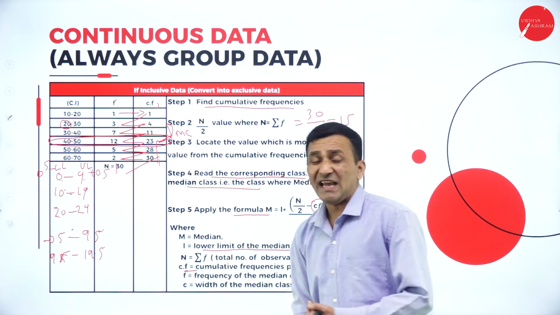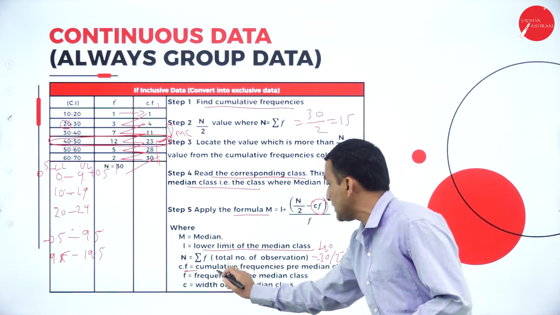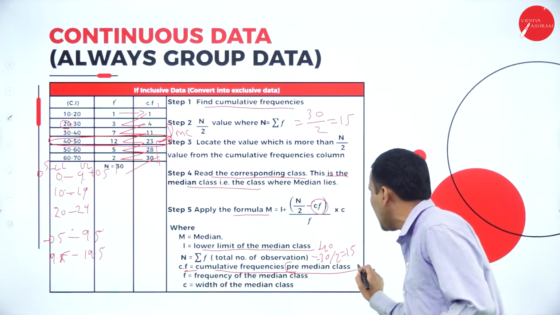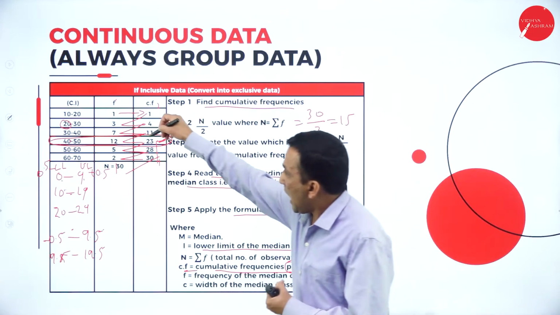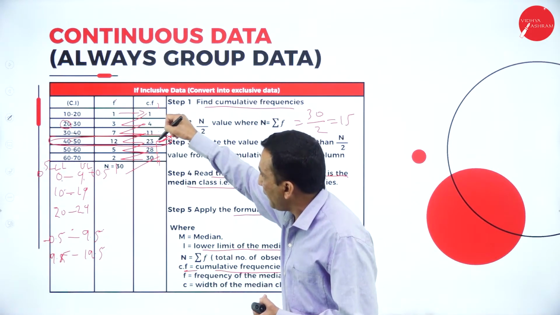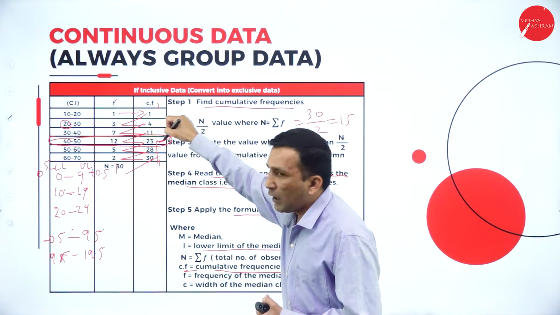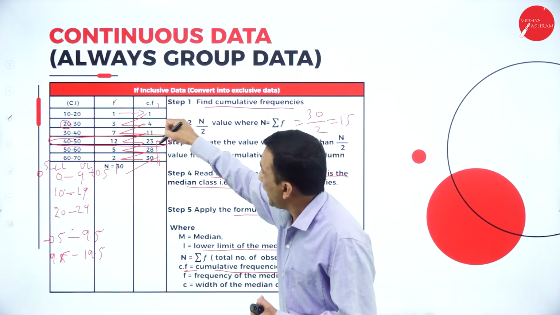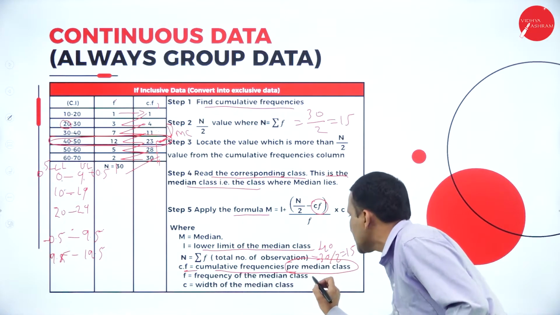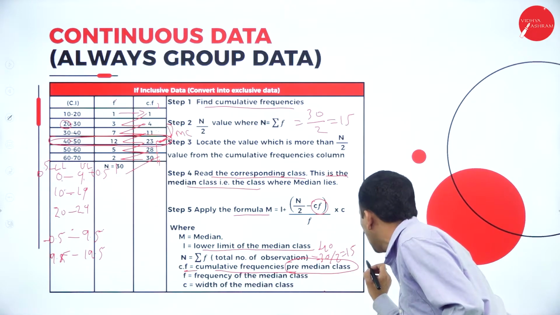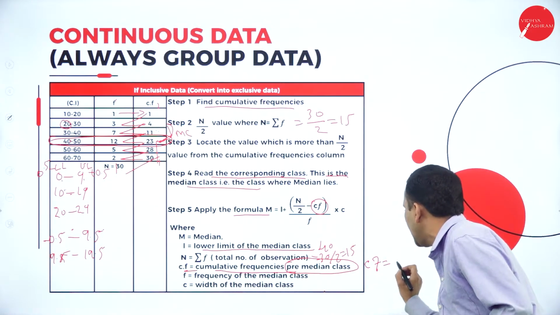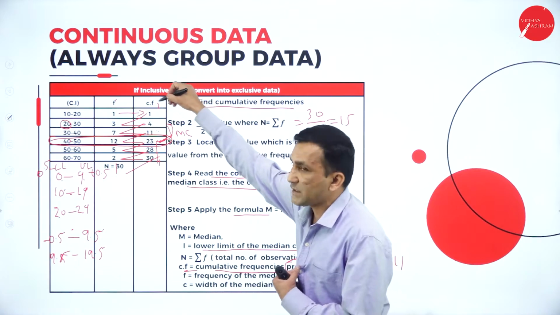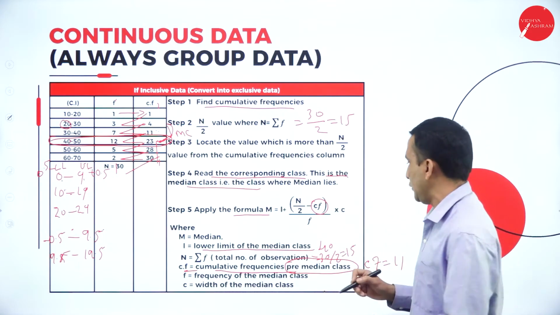Now the third one, CF stands for what? Cumulative frequency of the pre-median class. Pre-median class means the class before the median class. Here we are writing 11. In this case, the cumulative frequency is 11, because pre-class means the class before the one we need to study.